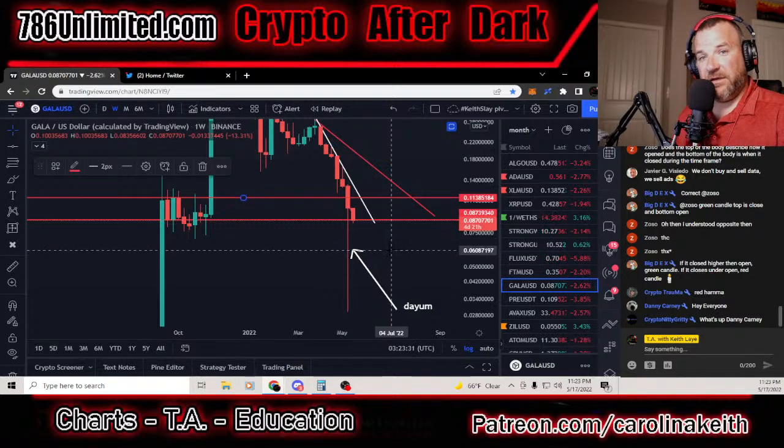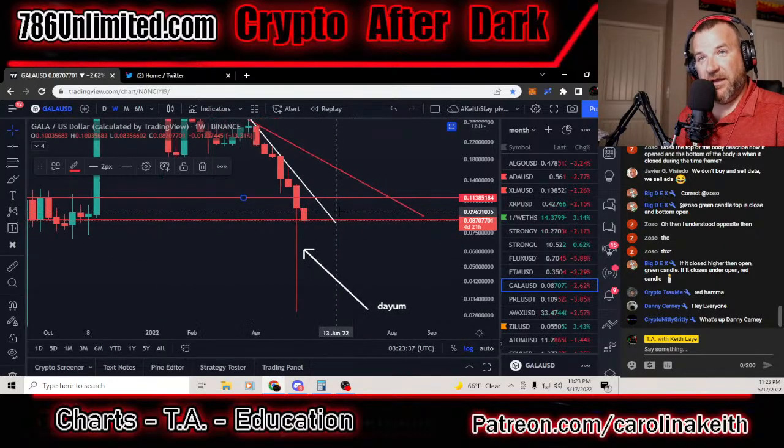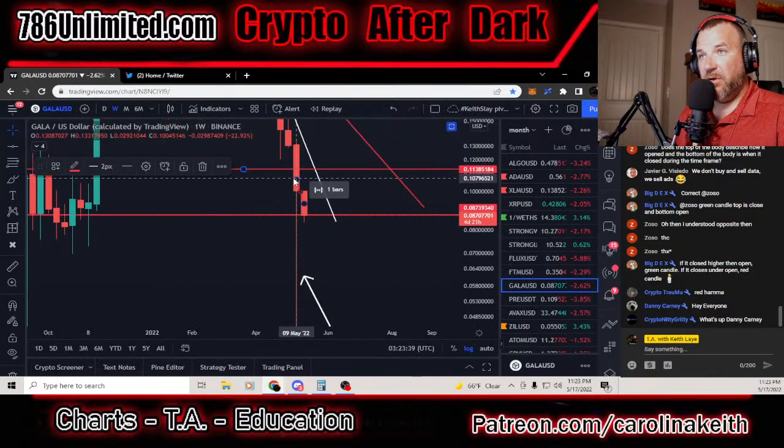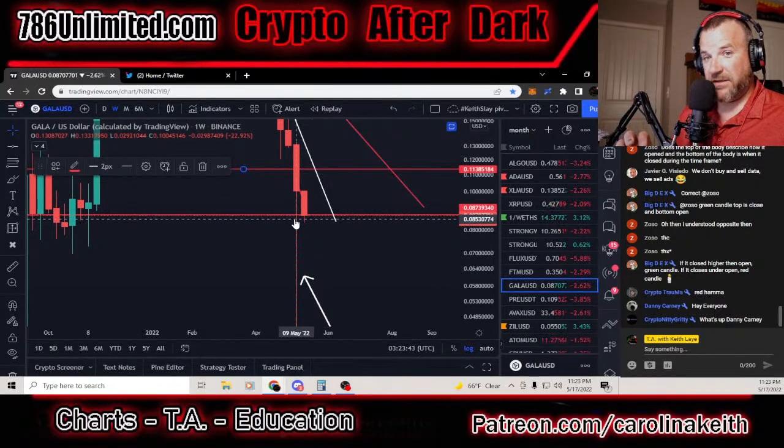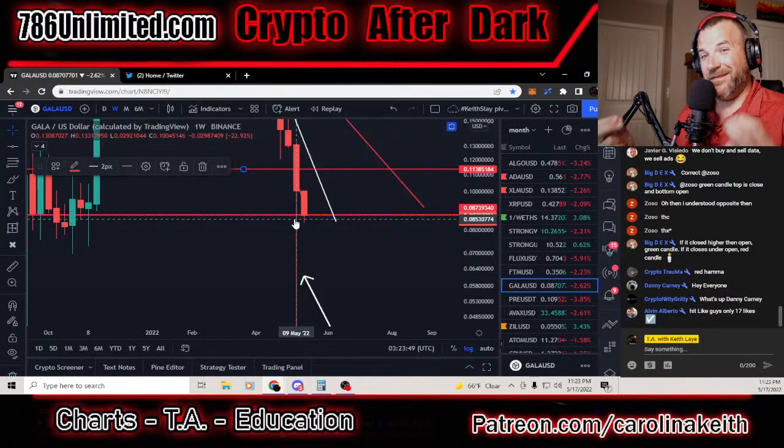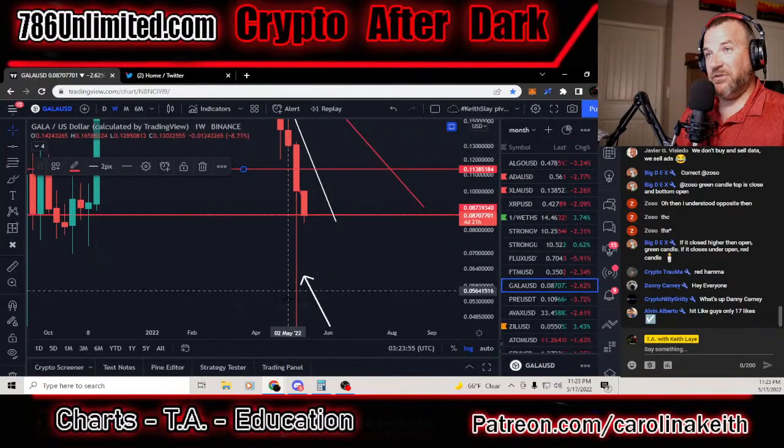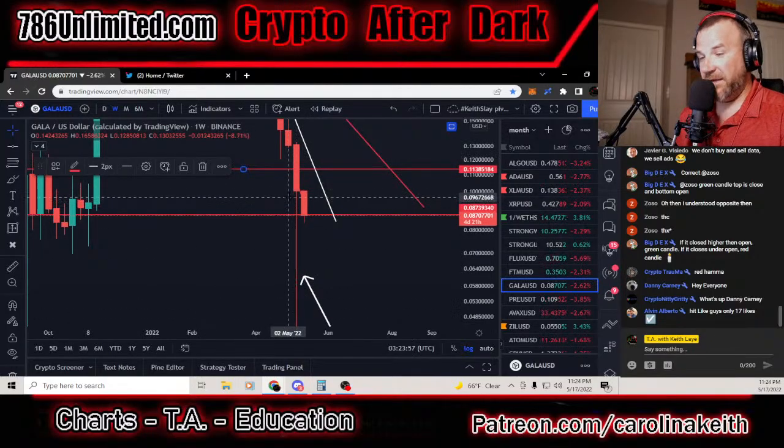Here we have a perfect example. The wick blew through support and then closed above it. And the very next candle, where did it run to? This week, right back to the same line. Is it going to break this line? Man, if it does, it could get super, super ugly. I'm willing to bet that this thing tries to hold support here because of the rejection that happened last time. This thing got rejected when it tried to push all the way down through the support line.